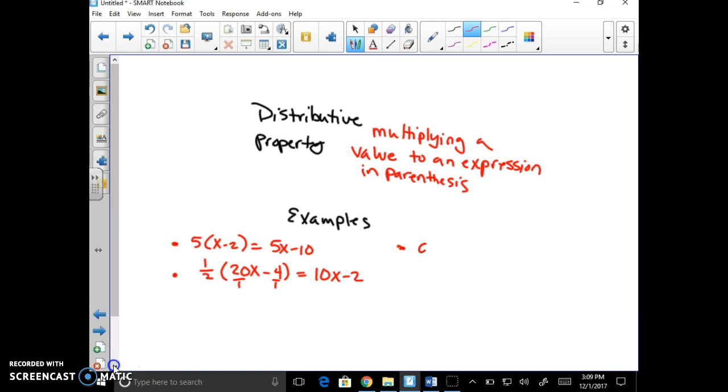Next one, a times (b plus c) equals ab plus ac. And then negative 7 times (x minus y) equals negative 7x plus 7y.